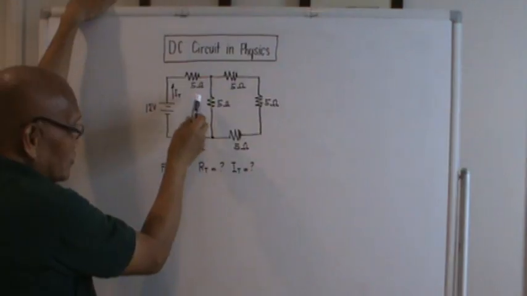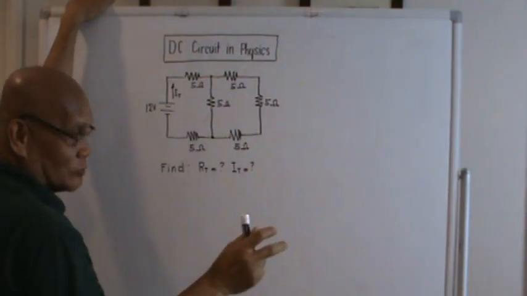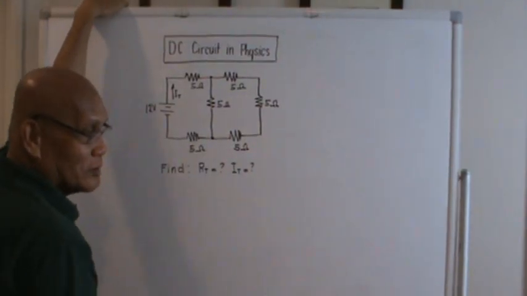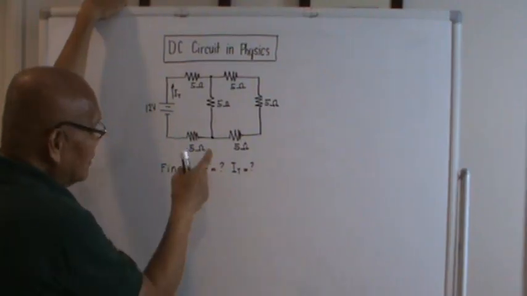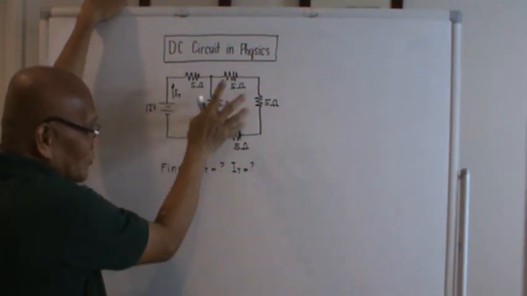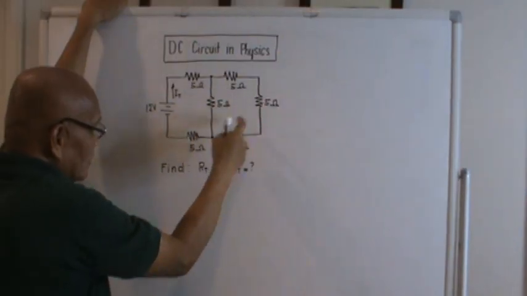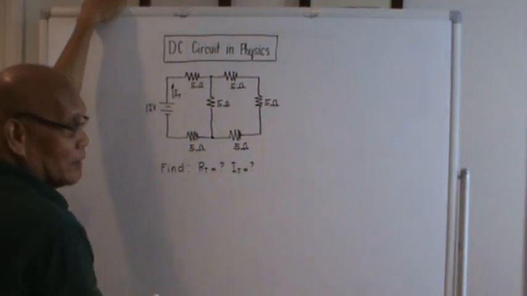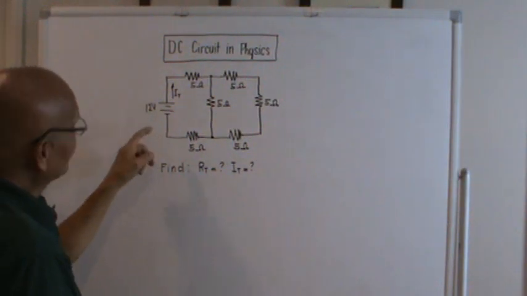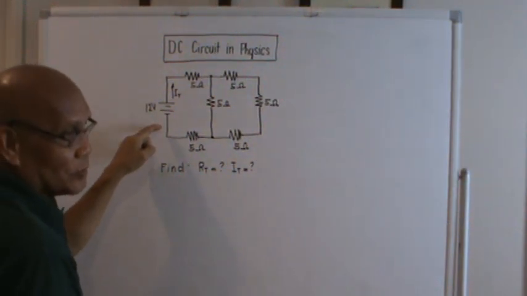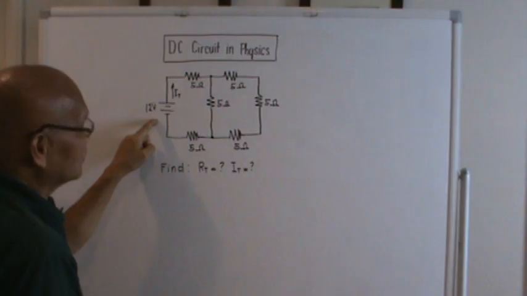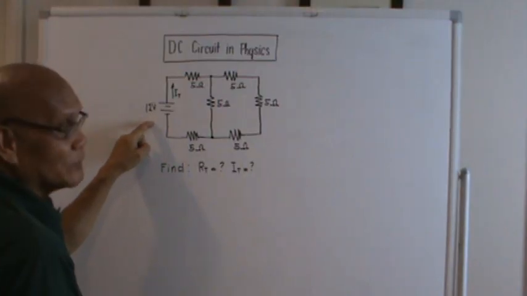The resistances for the given circuit, to simplify calculations, I just place the resistance of all the resistances here to be 5 ohms. They are all 5 ohms. And they are connected to a single DC voltage source, which is a battery, and the voltage is 12 volts.